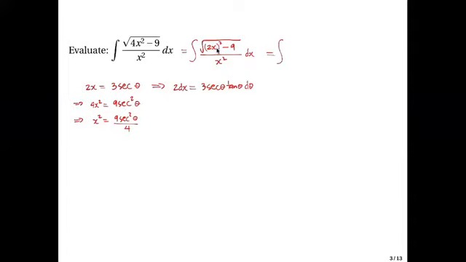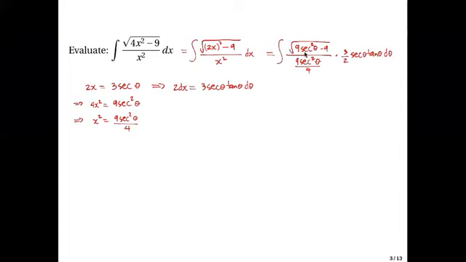So for this, we will have 9 secant squared theta minus 9. We get the square root of this. On the denominator, we have 9 secant squared theta over 4. And then the dx here, we have 3 halves secant theta tangent theta d theta.